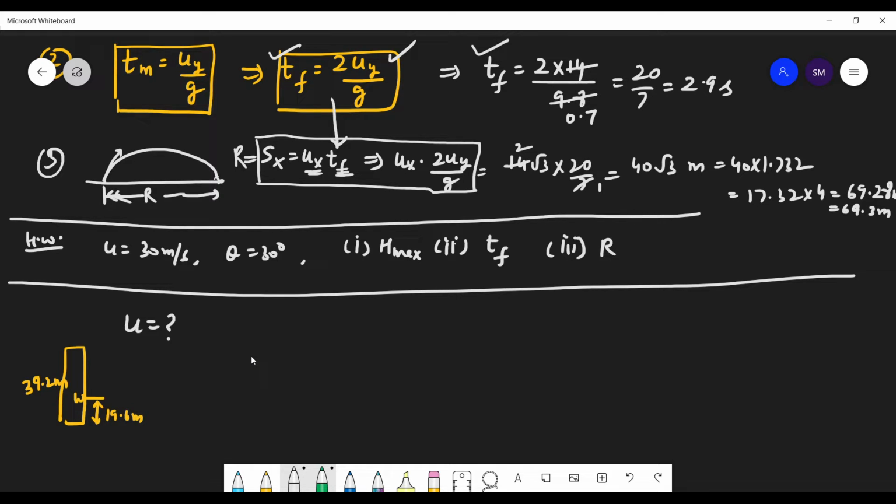The thing that you know is that this 19.6 meters is the height of the window. So this question is not... Is this question complete?